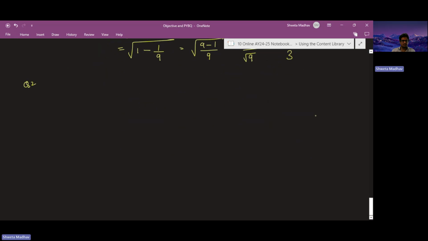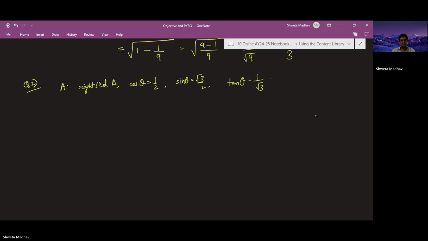In question number 2, the assertion is given as: in a right angle triangle, if cos theta is equal to 1 by 2 and sine theta is equal to root 3 by 2, then tan theta will be equal to 1 by root 3. And the reason is given as tan theta equals sine theta by cos theta. As you know, the reason is obviously true.